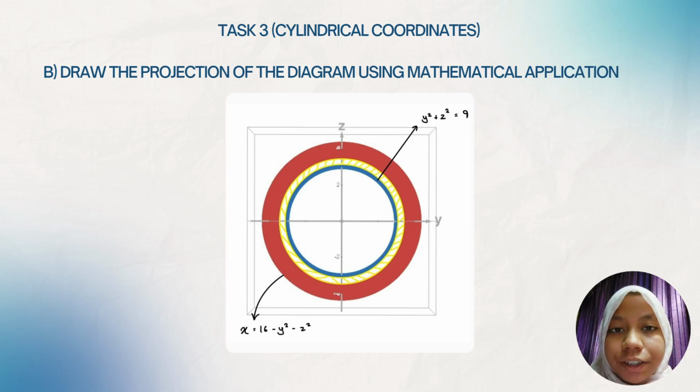Next, for task 3, cylindrical coordinates, draw the projection of the diagram using the mathematical application. The yellow shaded part is the part that we need to calculate later. The blue part shown in the diagram is the cylinder, which is y squared plus z squared equal to 9, while the red part is the paraboloid, which is x equal to 16 minus y squared minus z squared.